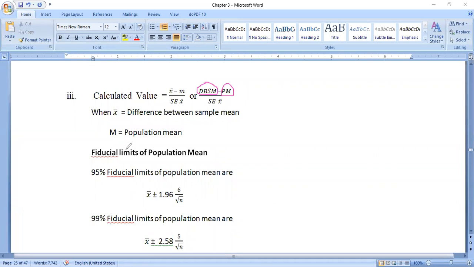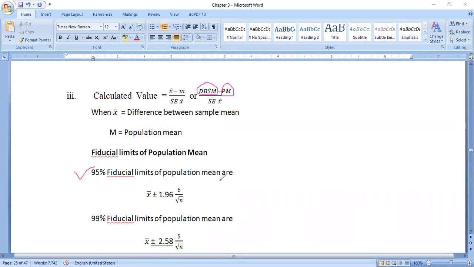Fiducial limits, as in the first method, the second step, that is the test for proportion of success. In that we discussed p plus or minus 3 under root pq by n into 100. In the same way, here the 95% fiducial limits of population mean, 95% is given. 95% is nothing but 5% LOS.